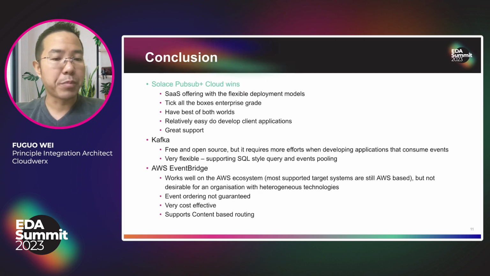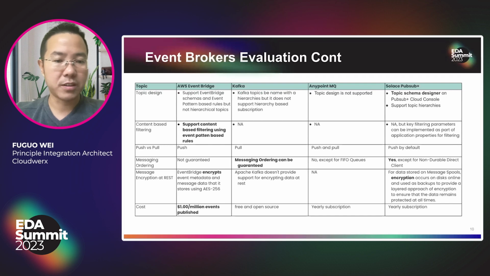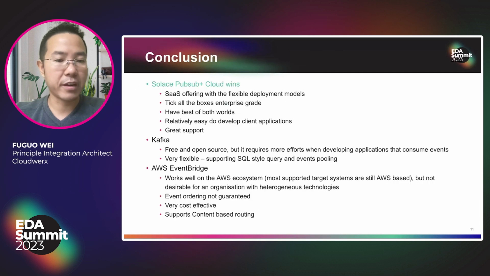And the big downside of EventBridge is ordering is not guaranteed. So that's a big no-no for them. And AWS EventBridge is very cost effective though. So actually it didn't touch the cost, but AWS EventBridge is actually very cost effective. For 1 million messages, it's only $1 really. So that's quite cost effective. And Kafka is free and open source, but really the downside is there's a lot of customization and logic that you need to implement. Both Anypoint MQ and PubSub Plus are yearly subscription based. The pricing is not publicly available, but they charge a yearly subscription there.